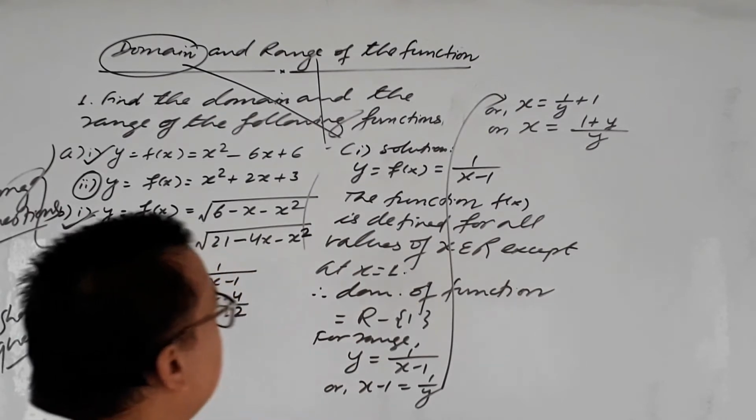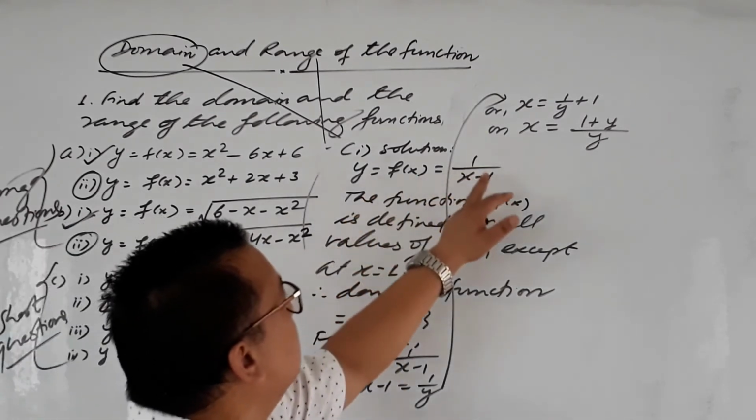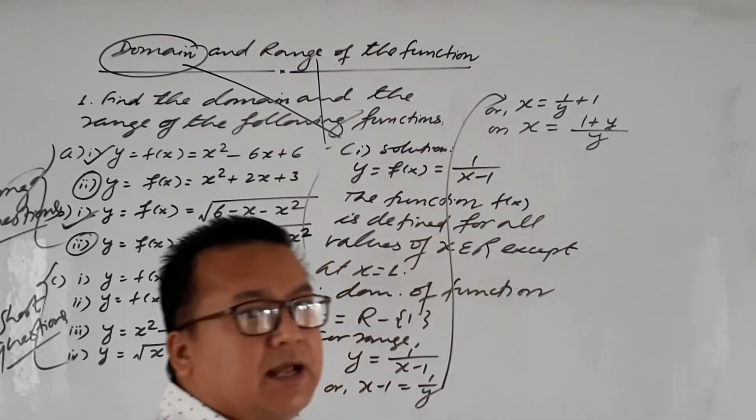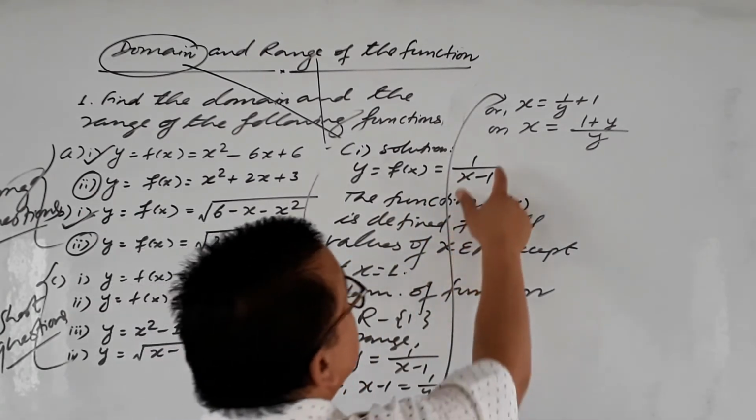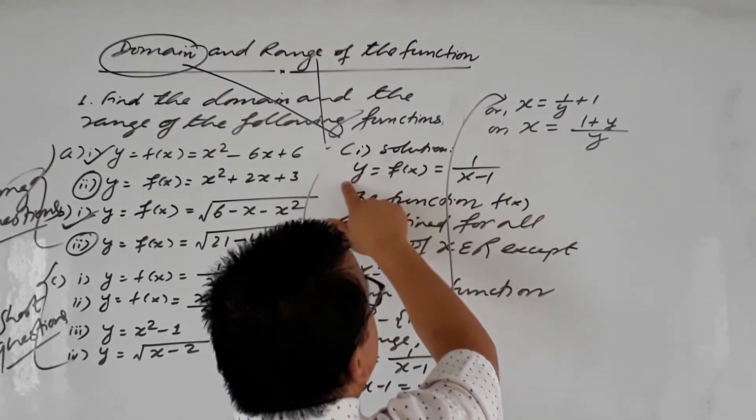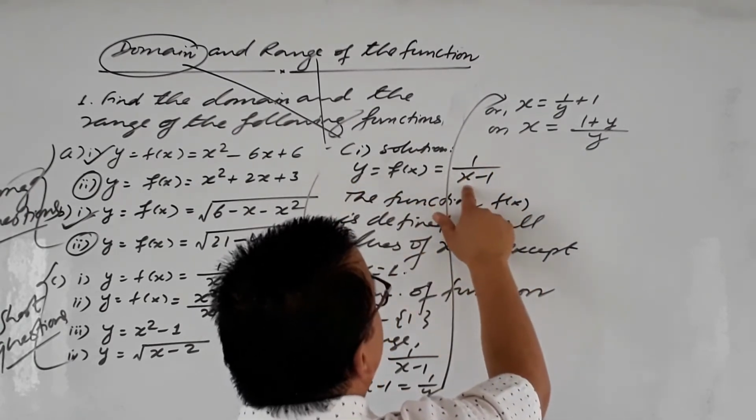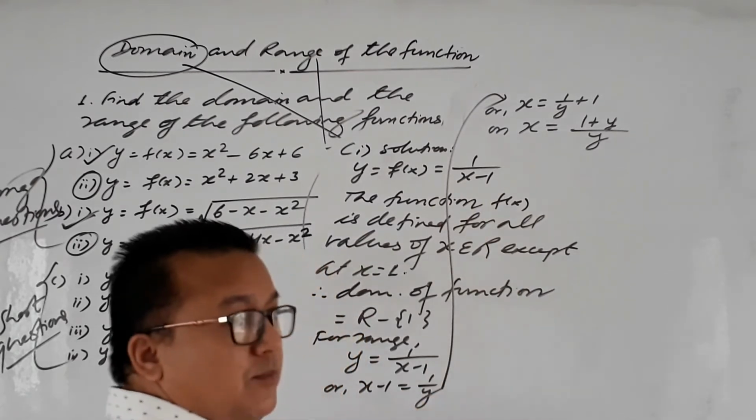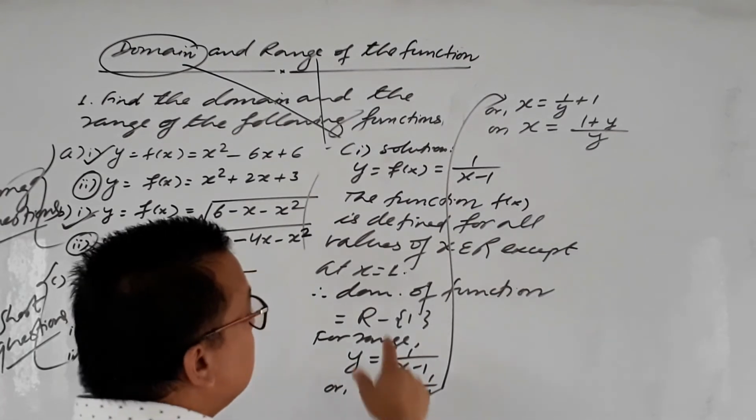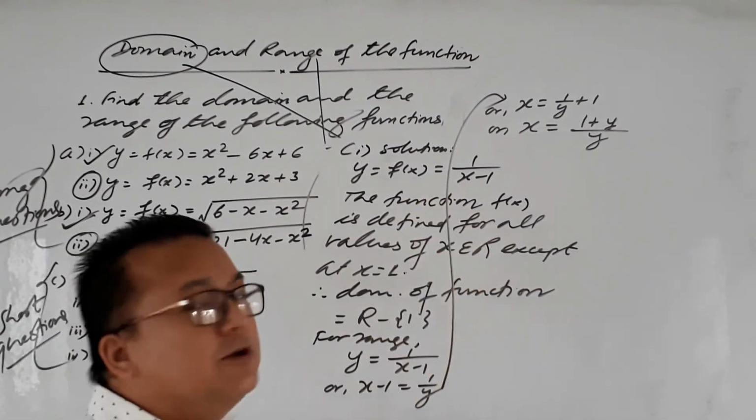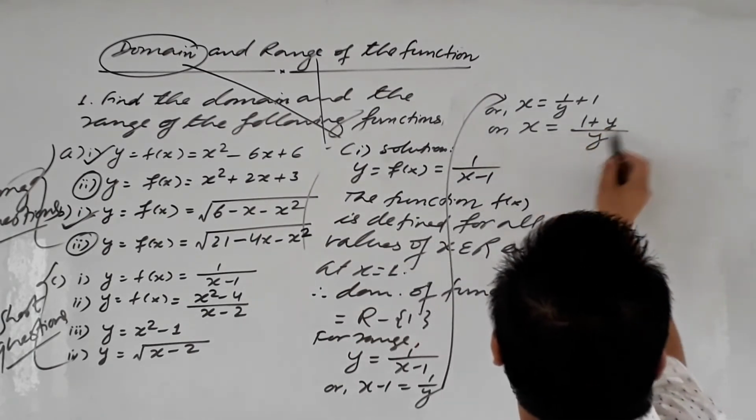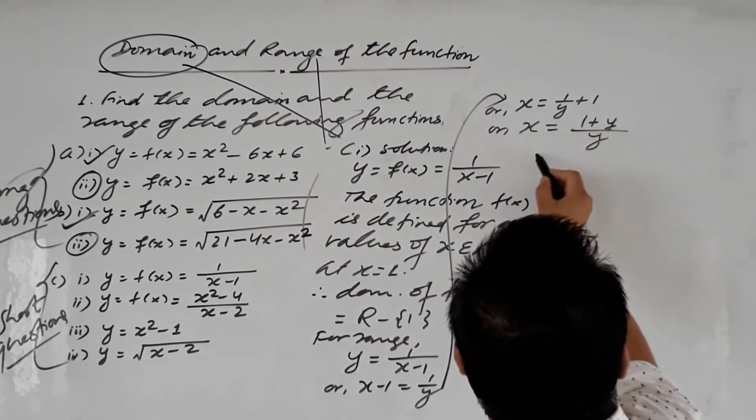Another point, if you see the function f of x equals 1 upon x minus 1, there is no chance to get 0 for y for any value of x belonging to the domain of the function. Any value you can take from the domain, but here you will not get 0. From this expression also it is clear.